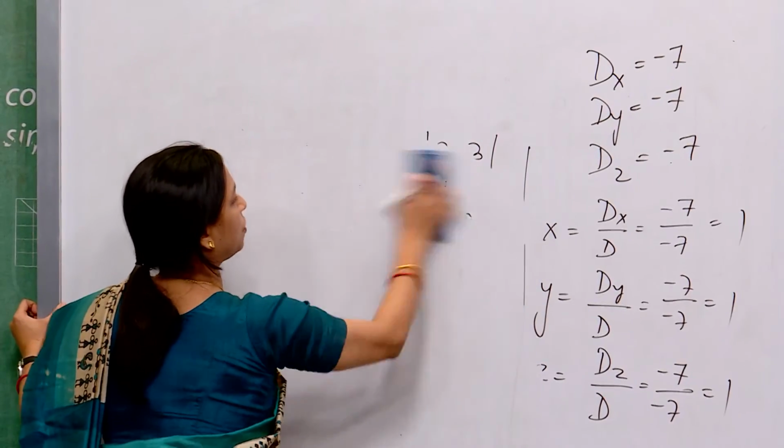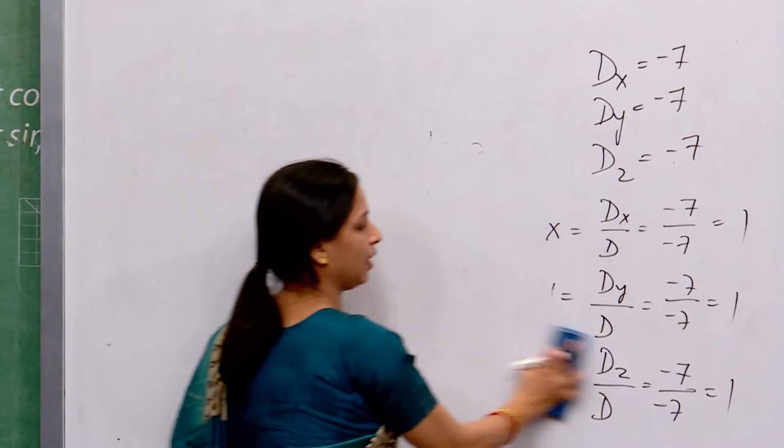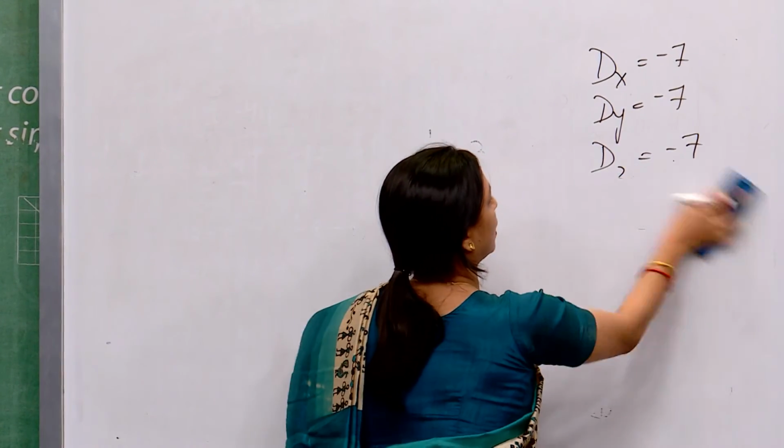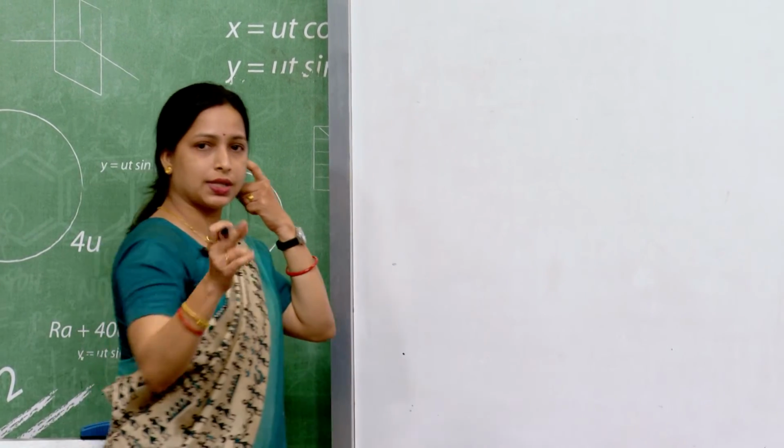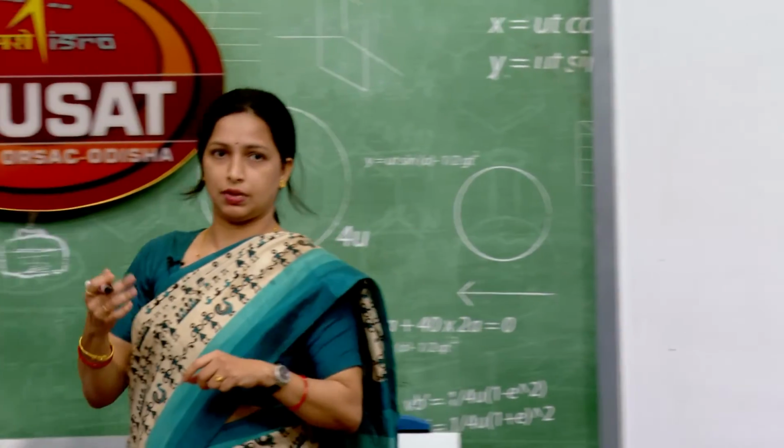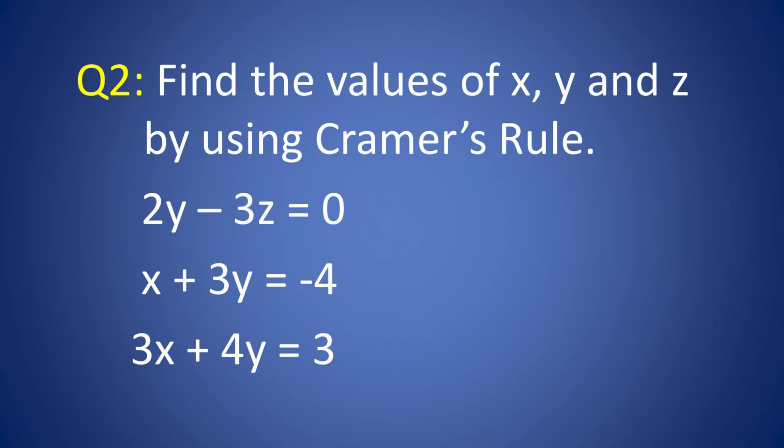Here also you have to be careful about the arrangement of the variables. Now, you have to first see how many unknown variables are shown. As you can see in the slide, the question is 2y minus 3z equals 0, x plus 3y equals minus 4 and 3x plus 4y equals 3.